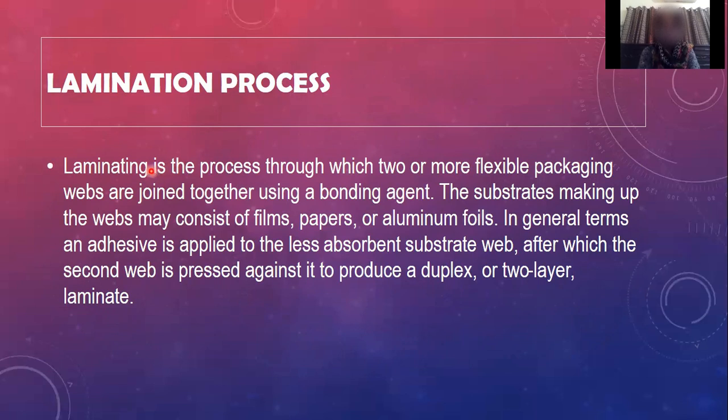Lamination is a process through which two or more flexible packaging webs are joined together using a bonding agent. The substrate of the webs may consist of films, paper, or aluminium foils. In general terms, an adhesive is applied to the less absorptive substrate web, after which the second web is pressed against it to produce a duplex or two-layer laminate. In this process, two layers of webs are bound with each other to produce a lamination.